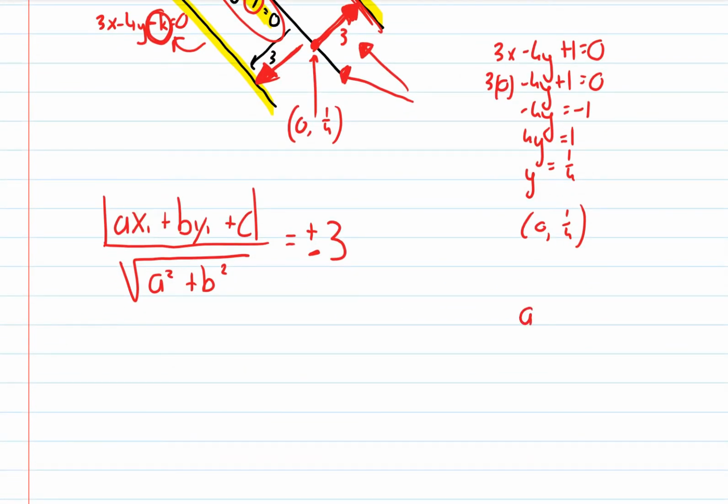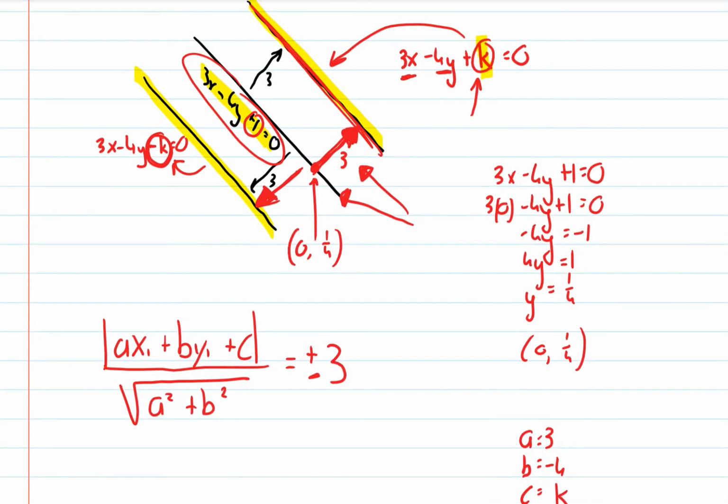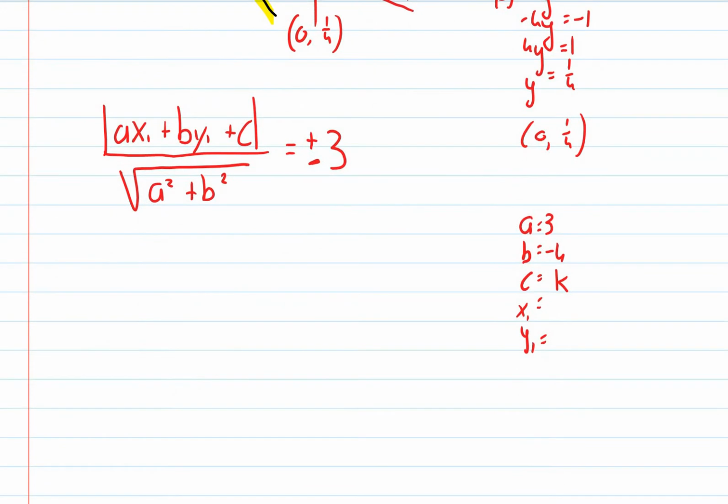So again, I'll write out my A, B, C, x1, y1. So A is 3, B is minus 4, C, I don't know, it's k, that's what I'm looking for. Okay, I'm looking for this. x1 is 0, y1 is a quarter.